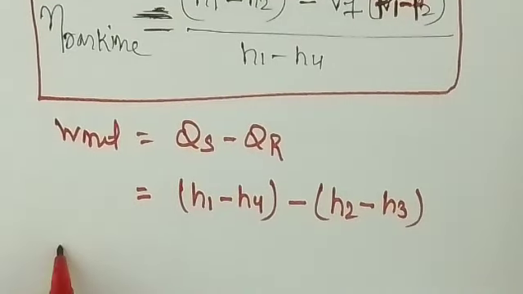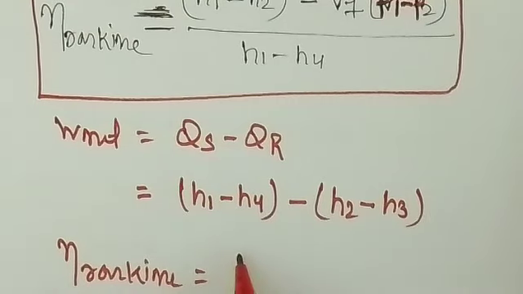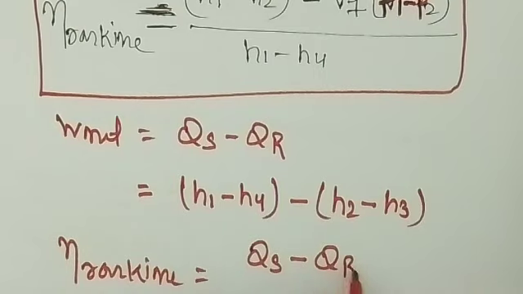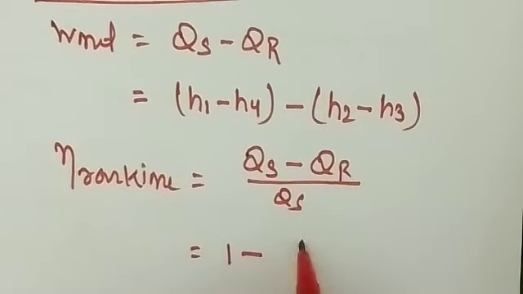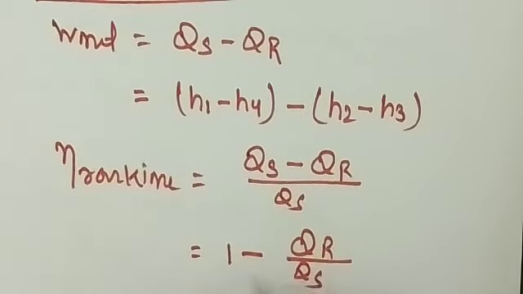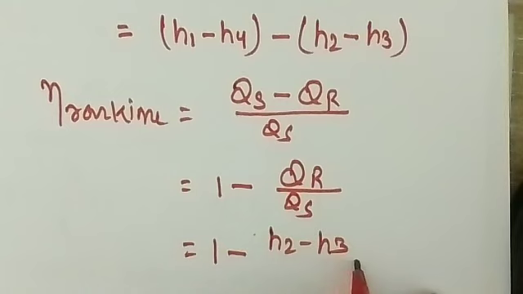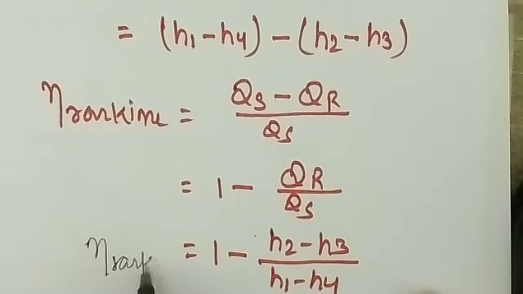So the efficiency of Rankine is equal to the work done by heat supplied, that is, heat supplied minus heat rejection by heat supplied, okay. So heat supplied cancels, meaning 1 minus heat rejection by heat supplied. What is the heat rejection you have? 1 minus H2 minus H3 by H1 minus H4. In this way also you can get the efficiency of Rankine, right.